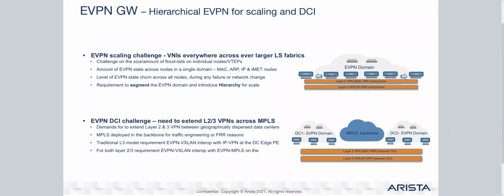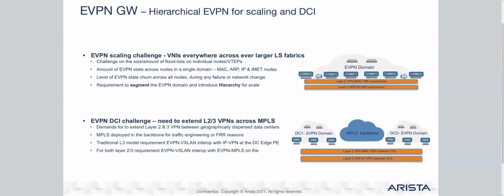In terms of the EVPN gateway, what we're trying to achieve here is two types of problems. The first solution we're looking to do with our EVPN gateway is the idea of building an EVPN DCI model, whereby we have multiple EVPN domains geographically dispersed in different sites, and they're interconnected via some sort of MPLS backbone.